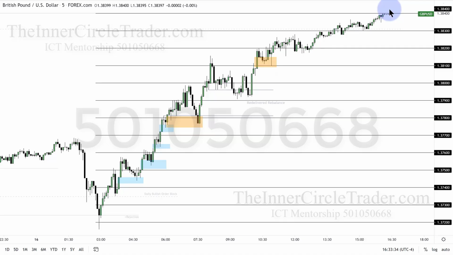Now, also take a closer look. Right in here, 10 o'clock, that's that New York Open Kill Zone. That's your redelivered rebalance. That's why you have this retracement. This is the beginning of the New York Open Kill Zone at 7 o'clock. That's why you have that deep retracement.